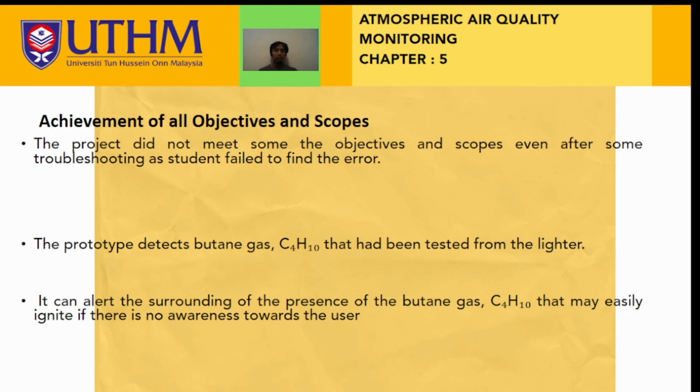For the achievement of all objectives and scope, this project did not meet some objectives and scope. Even after some troubleshooting, the students failed to find the error. This prototype detects butane gas that has been released from the lighter. It can alert the surroundings to the presence of butane gas that may easily ignite if there is no awareness from the user.